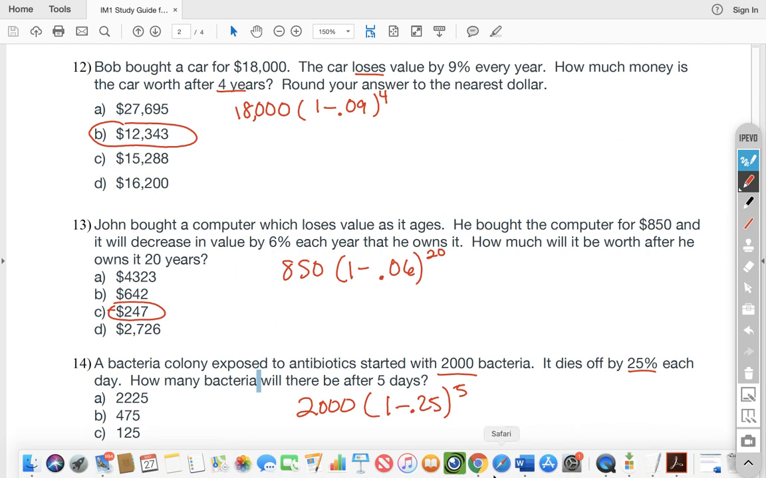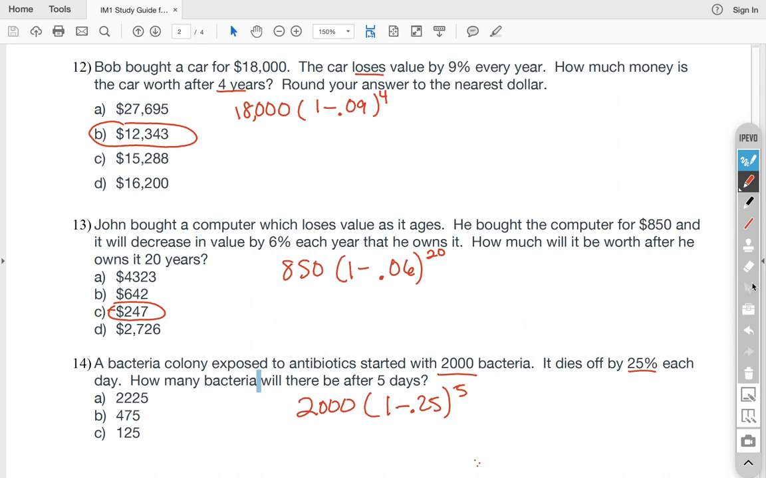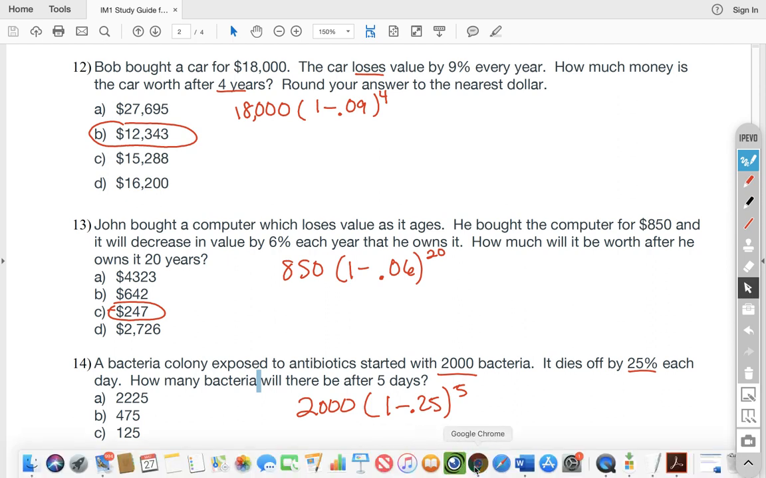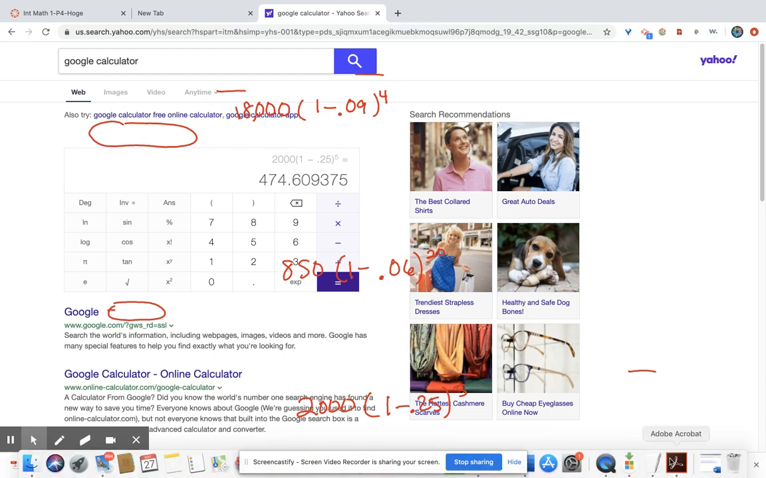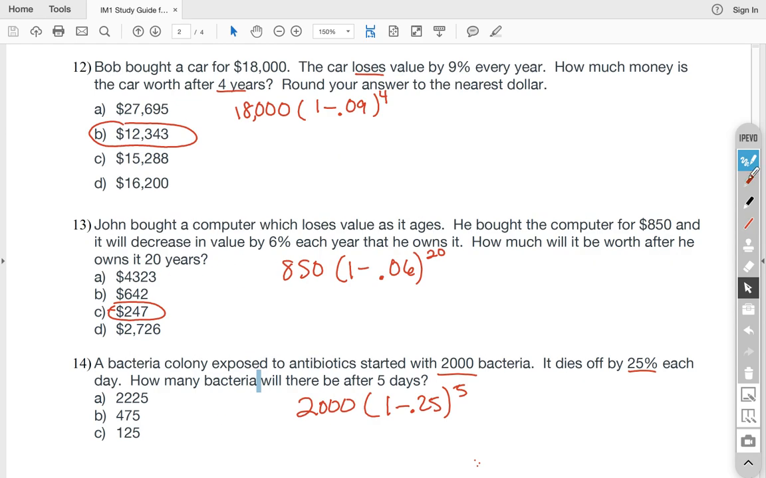All right, let's see here. 2,000. Let's clear that. 2,000, parenthesis, 1 minus 0.25, raised to the 5th power. 474.6. So about 475 is what it rounds to. All right, let's pick the right answer. 475 is B.